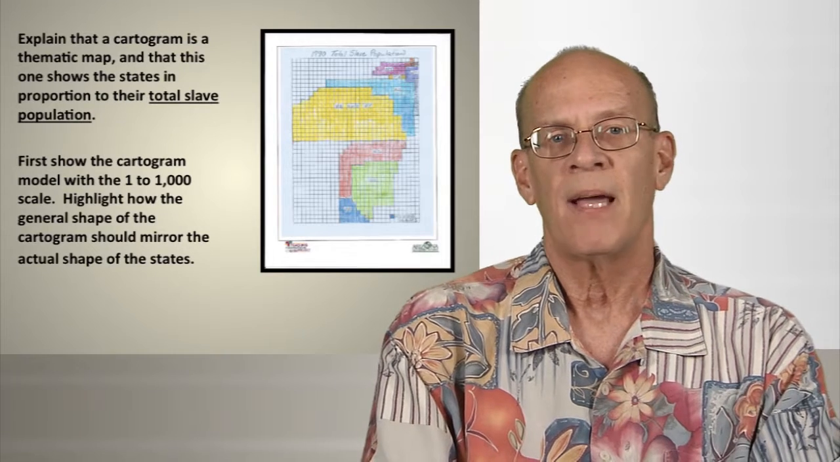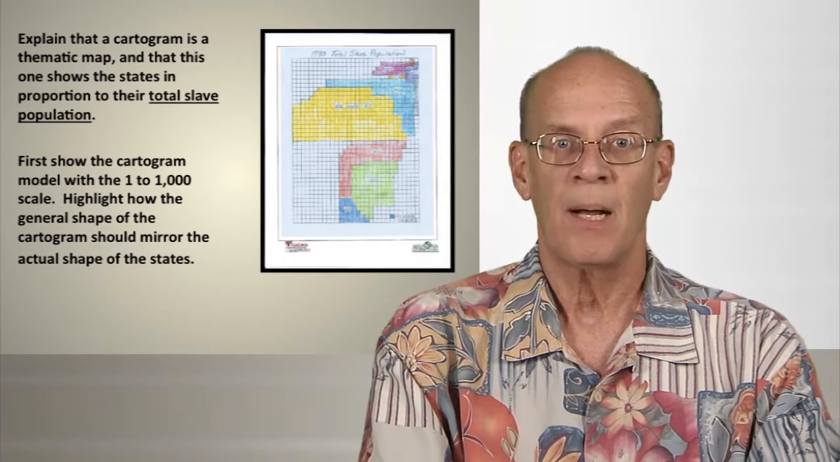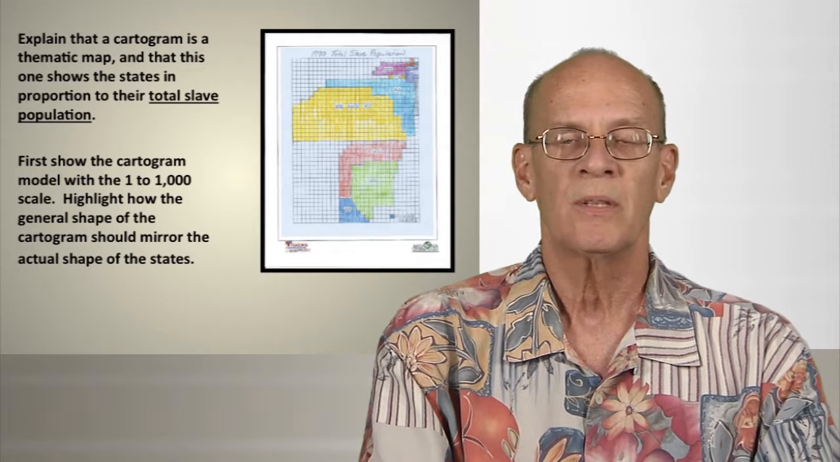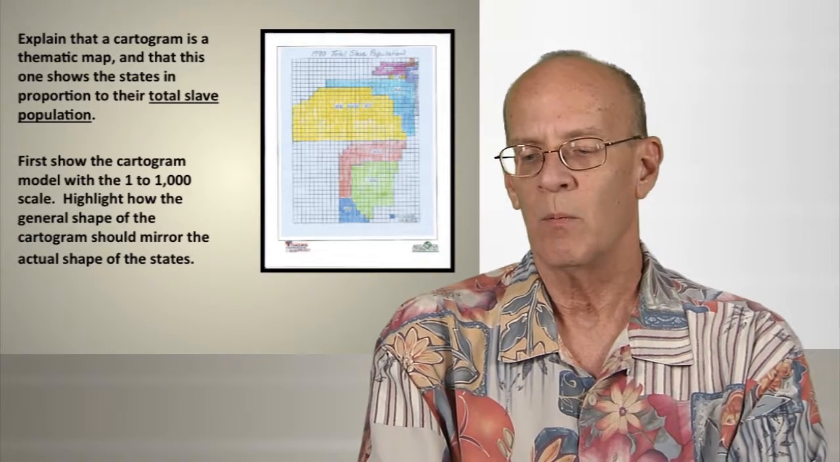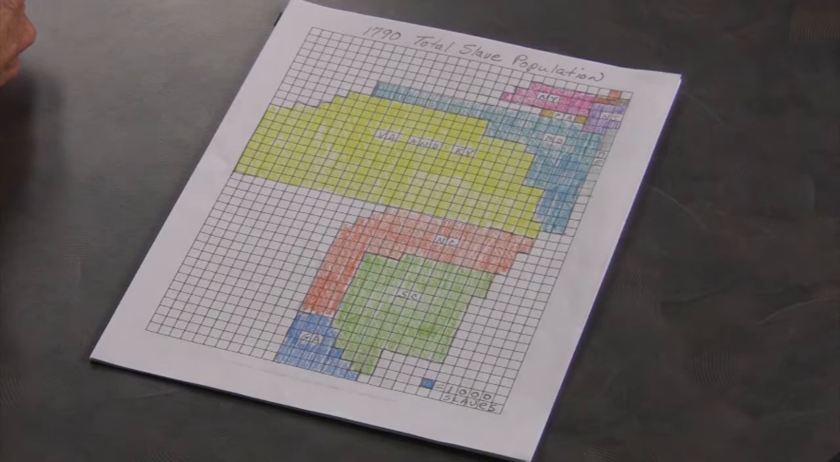By showing them a sample cartogram, one that's based on the slave population at that time, you can show students how a cartogram should look and how it should be set up. This first example, which you can see right here, shows the 1790 total slave population. This is an example of how a good cartogram should look. You have a scale that is 1 to 1,000, meaning each square on that cartogram equals 1,000 slaves. The states roughly represent the size that they look like, and the states are geographically in the correct location.